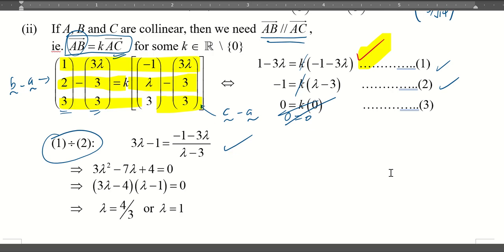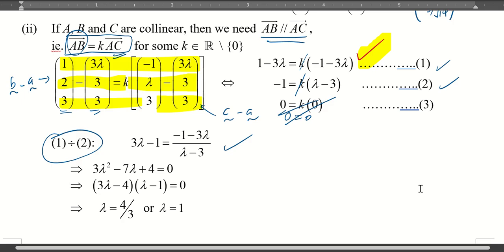If you need to take down the solution, please pause the video. All right, let's continue with the next section.